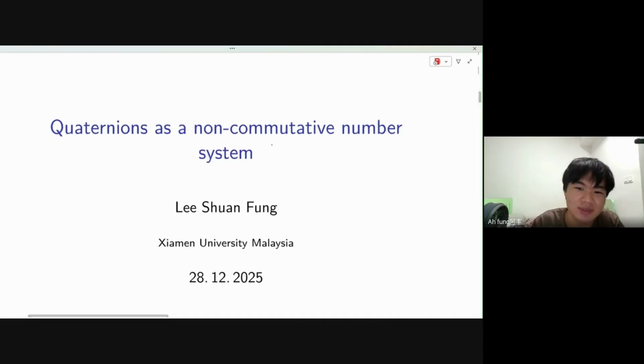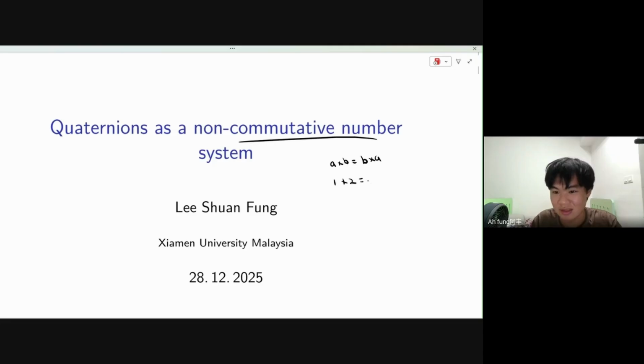Let's talk about what a commutative number system is. A commutative number system allows A times B to be equal to B times A. A very easy example is 1 times 2 is equal to 2 times 1, and they both equal 2. So what is a non-commutative number system?